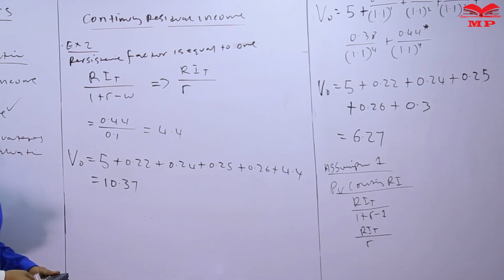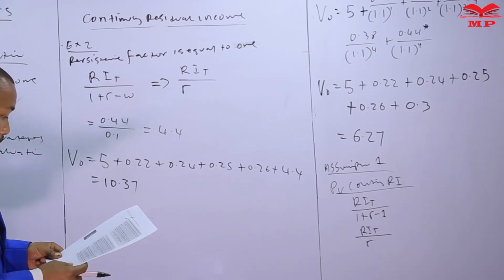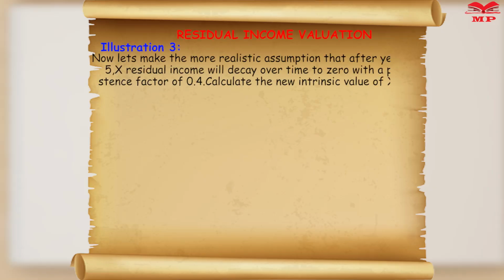Now, looking at another example, maybe even applying assumption 3. Let's see if we can apply our understanding based on assumption 3. Let's make a more realistic assumption that after year 5, X's residual income will decay over time to 0 with a persistence factor of 0.4. Calculate the new intrinsic value of X. So in this case we are applying assumption 3.